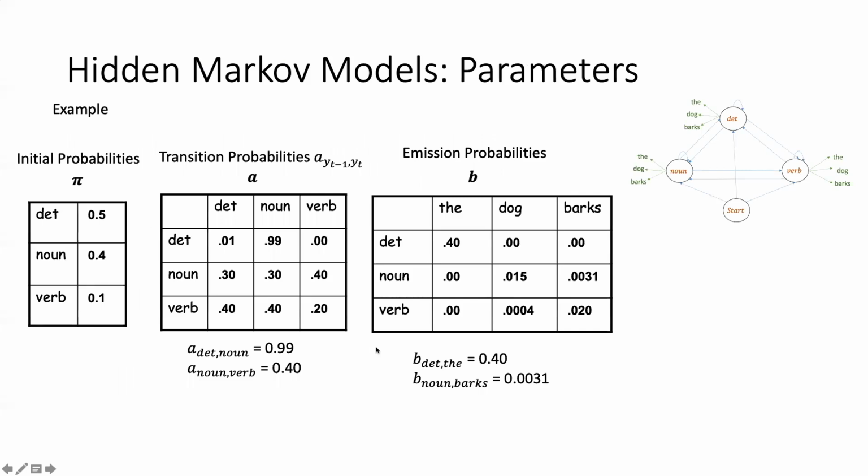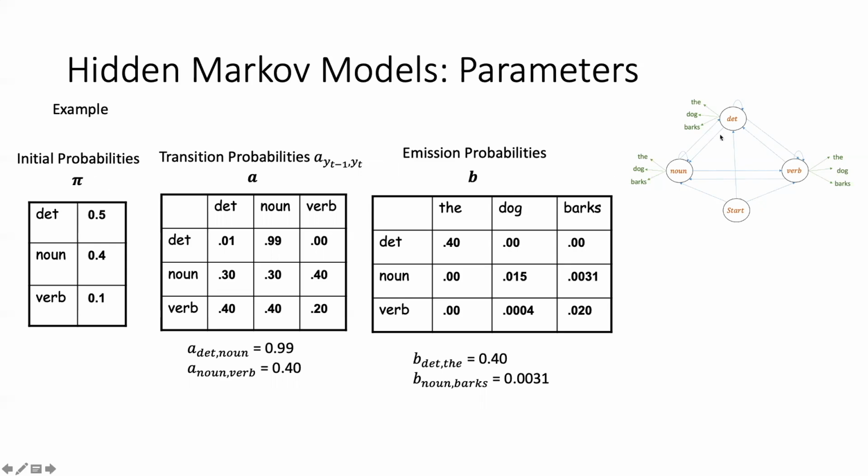Let's consider a simple example, the dog barks, and let's see what the parameters involved in modeling using HMM are. These are the values which we have provided for the sake of example for understanding. Let's say in the start state, we can visit any of the three states: determiner, noun, or verb. So the initial transition probability is captured by the initial probabilities, which is denoted as pi.